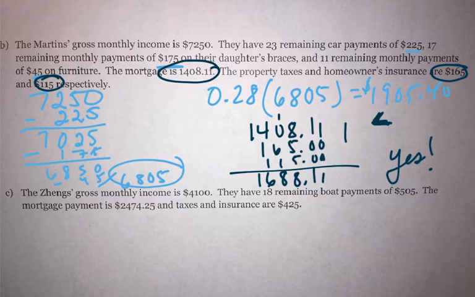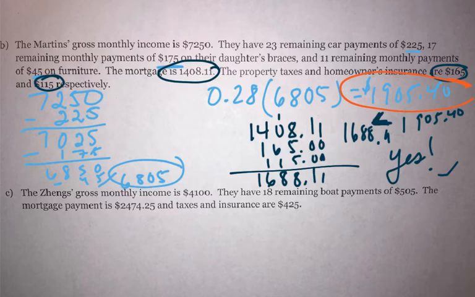Okay, so since $1,688.11 is less than $1,905.40, they do qualify for the mortgage. I want to point out that this magic value right here, this $1,905.40, that 28% of their adjusted monthly income, is a number that the bank says is the maximum amount of mortgage payment plus property taxes plus homeowners insurance that we believe that you can afford.